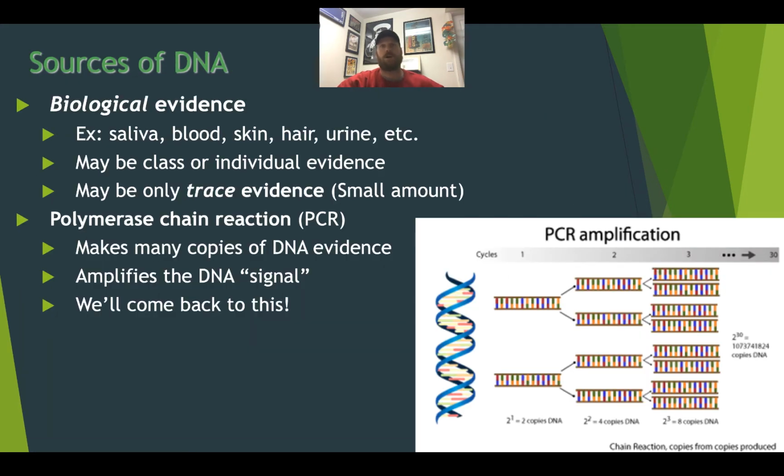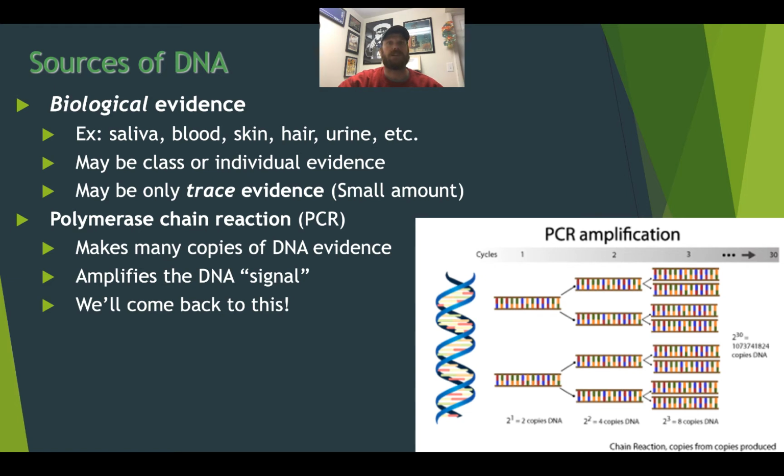Okay, this is all great, but how is a DNA profile created and analyzed? Well, first you need a sample of DNA. You can get DNA from most bodily fluids, including saliva, urine, blood, and semen. DNA can also be found in skin cells and hair follicles. Oftentimes, only a trace of this biological evidence will be found at a crime scene.